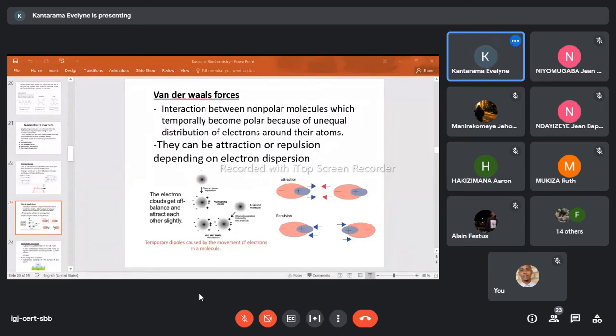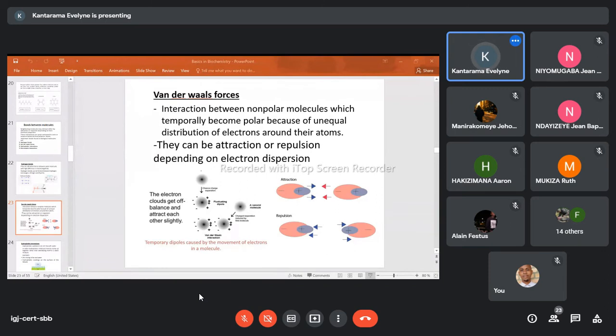Remember, we have seen in the structure of the atom that electrons keep moving around the nucleus. Now it is understandable that when 2 or 3 atoms are put together and their electrons keep moving around, there will be a temporal or temporary dipole that will be created.